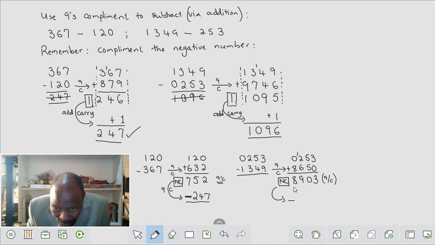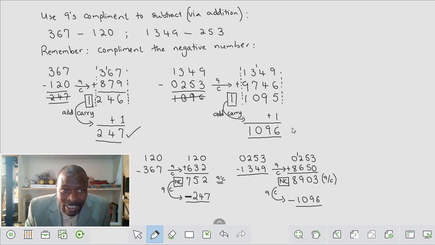Therefore, what do we do? It's like we're changing the sign. We do 9's complement to get the original number. So this here will be what? 1096. So if you look at this, it's exactly identical to that. Obviously, if you swap the numbers, all that changes there is the sign. This is 9's complement in action.